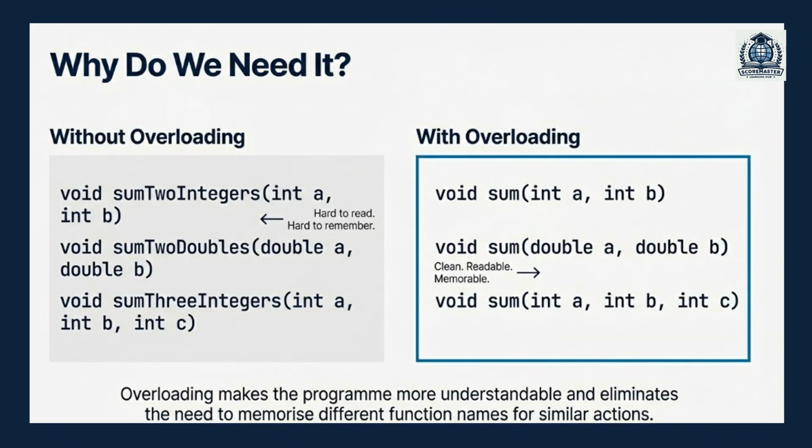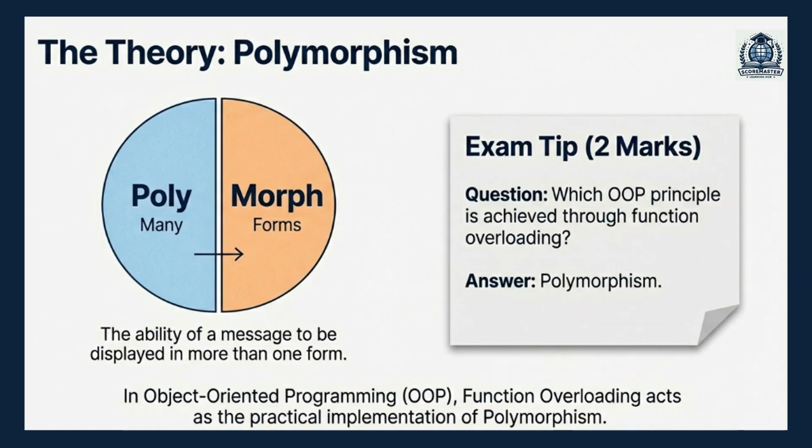Overloading kills confusion. One clear method replaces a mess of similar-looking functions. Write smarter code: cleaner structure, faster recall, fewer mistakes. Polymorphism means one method, many behaviors. The same call adapts based on the input. Function overloading is how Java turns this theory into working, flexible code.